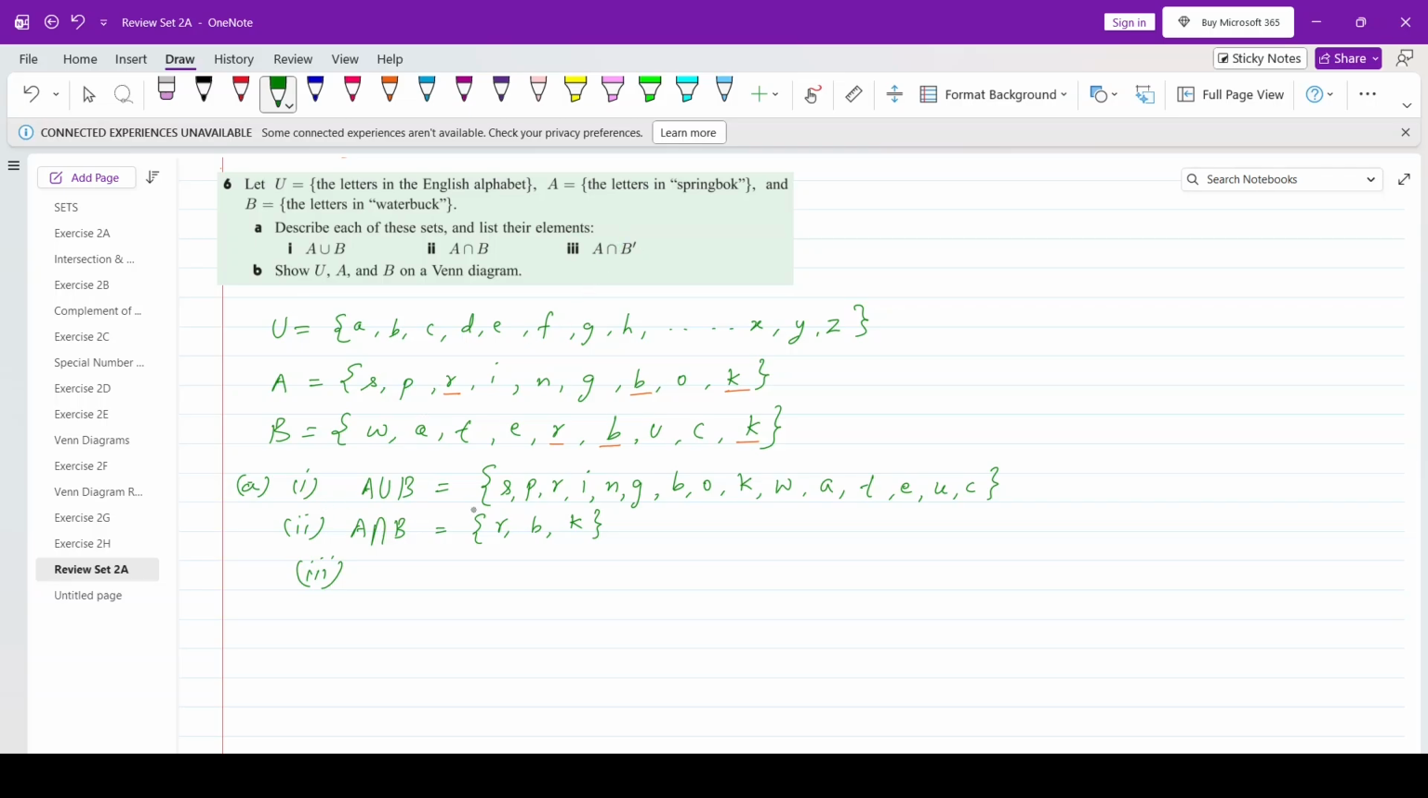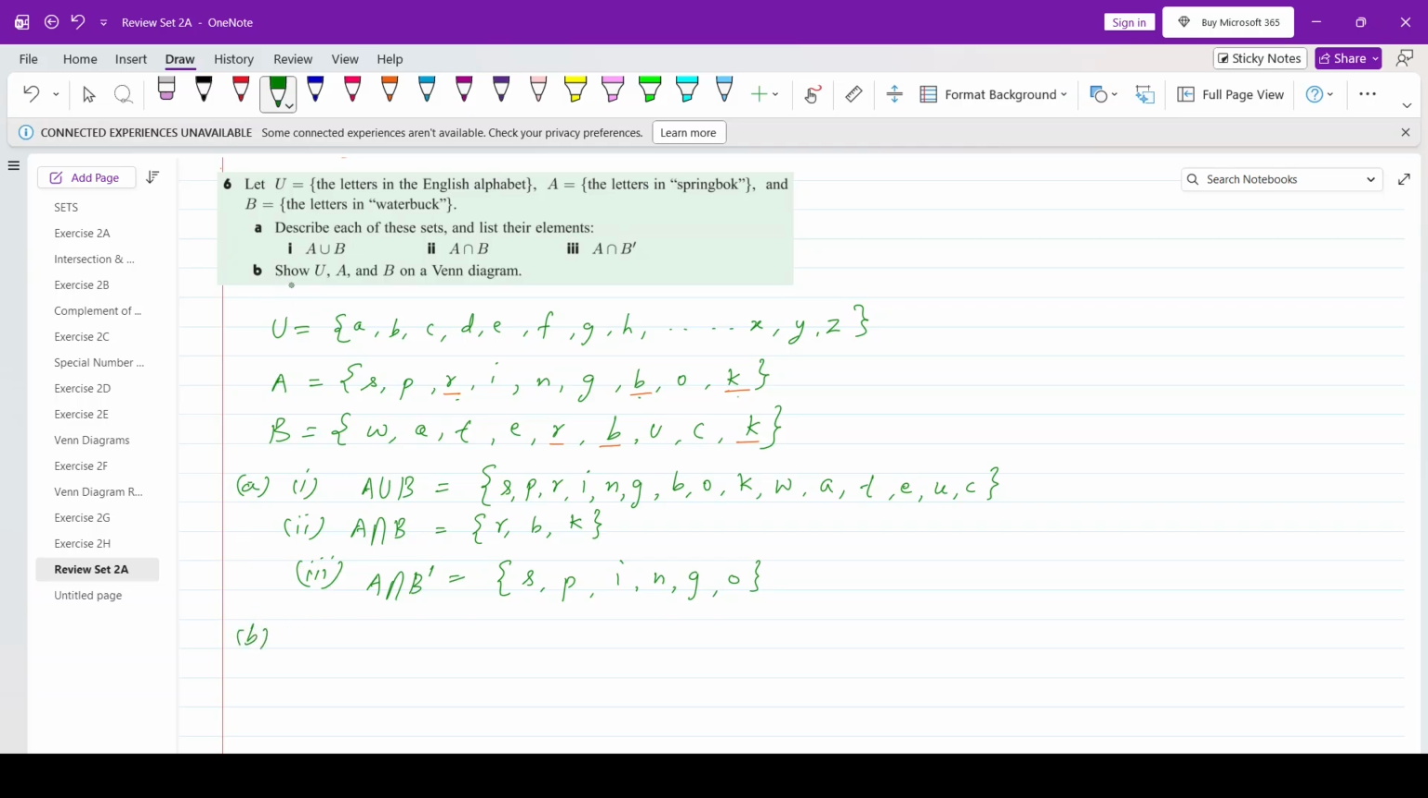A intersection B prime, or A but not B. So that is going to be A but not B. So what are the letters that are present in B? This one, and this one. So everything in A apart from these three letters. So that will be S, P, I, N, G, and O.